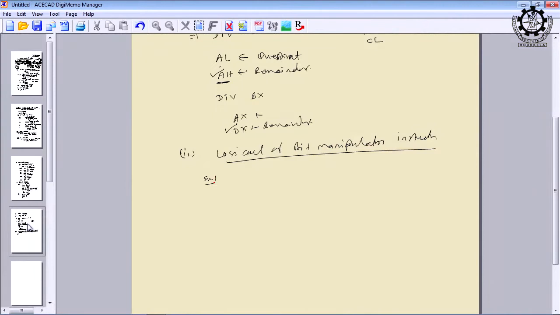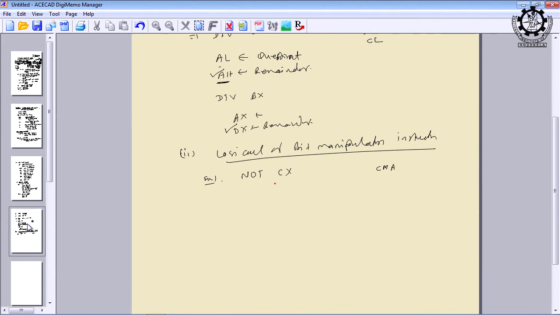Okay, example 1, NOT CX. What is the meaning of this? Can you tell the equivalent instruction in 8085? Yes, CMA, complement accumulator. Suppose you want to complement the value of a data, the data must be moved to the accumulator, otherwise you cannot do the complement.